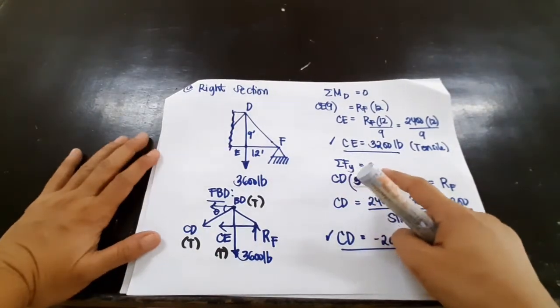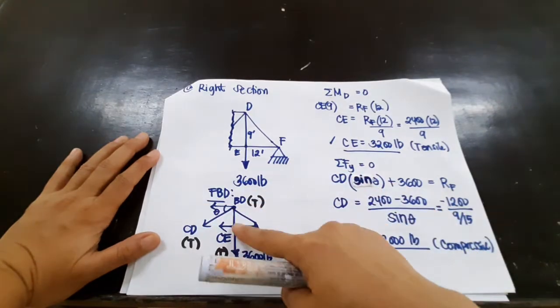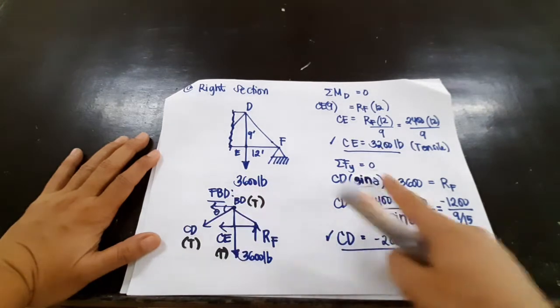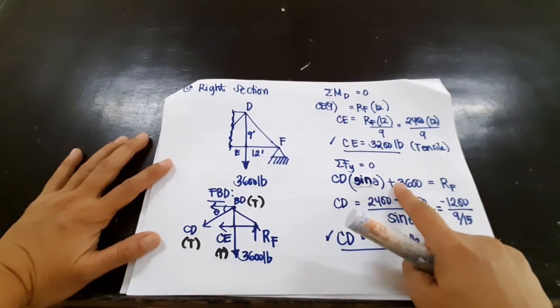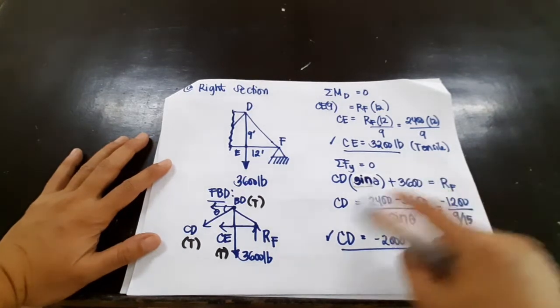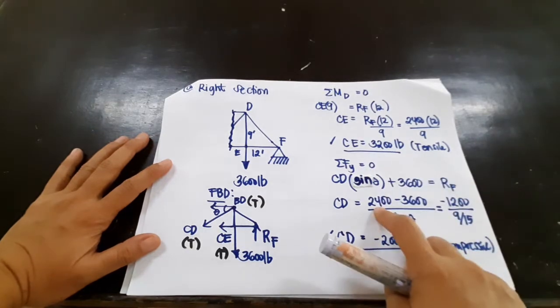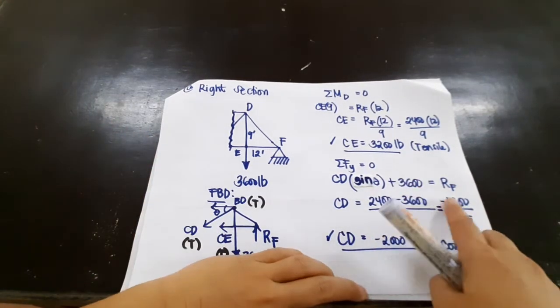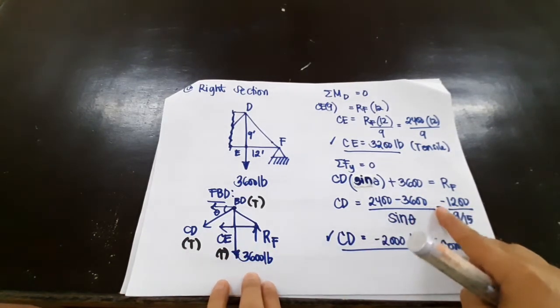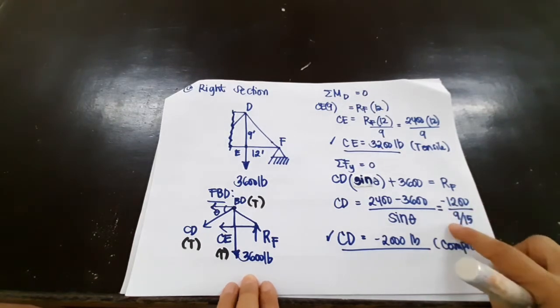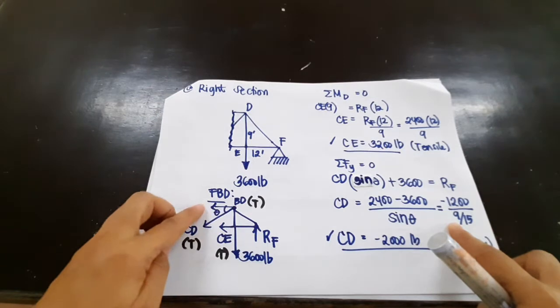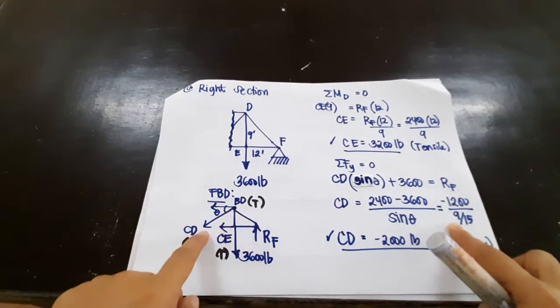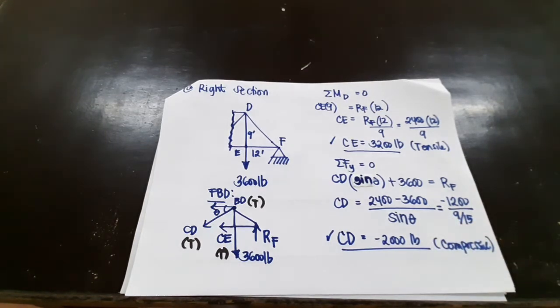Next we take the summation of all forces along y. What are the forces involved? We have 3,600, RF, and CD sine theta. So we state theta here, and CD sine theta plus 3,600 should be equal to RF. Manipulating this, CD is equal to (2,400 RF minus 3,600) all over sine theta. So we have negative 1,200 over sine theta, where sine is opposite over hypotenuse. This is our theta here, the opposite side is 9 and the hypotenuse is 15. And so the answer for CD is negative 2,000 pounds.